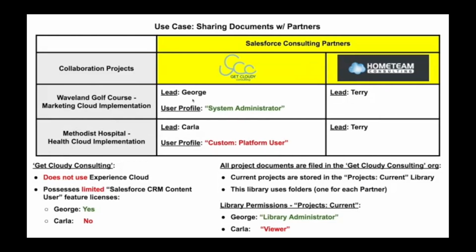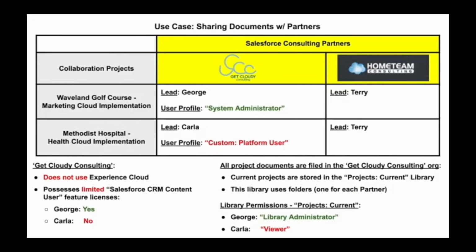One, George is the Get Cloudy lead for the marketing cloud implementation, working with Terry from Home Team Consulting. The other, Carla, is working on the health cloud implementation, but also collaborating with Terry. Earlier today, Terry sent separate emails to George and Carla requesting documents about the projects they're working on.